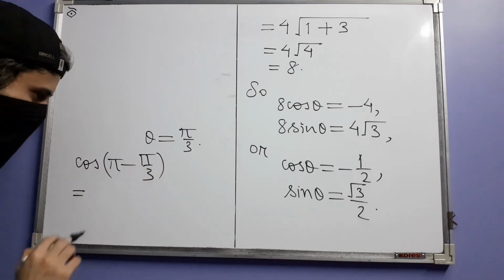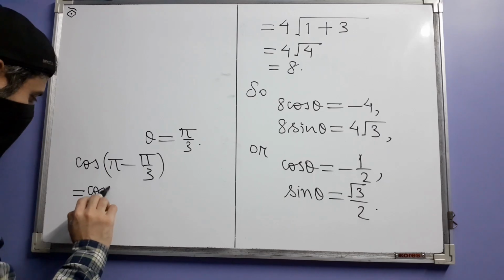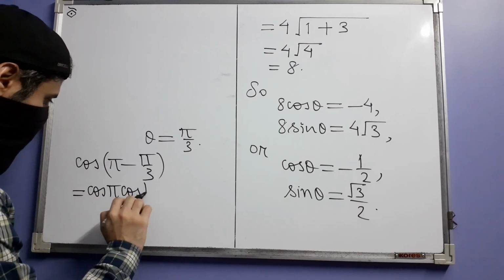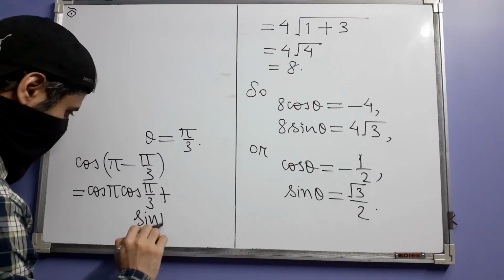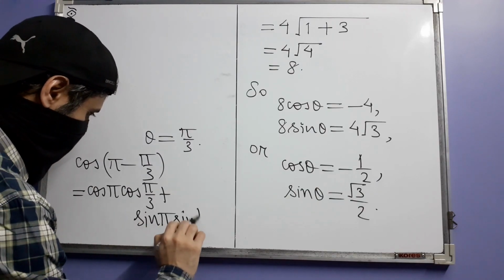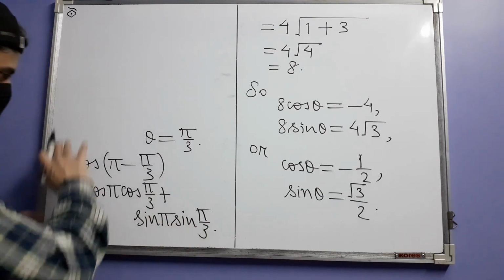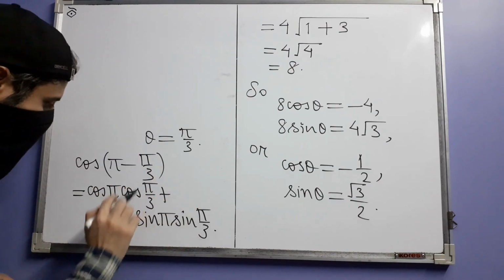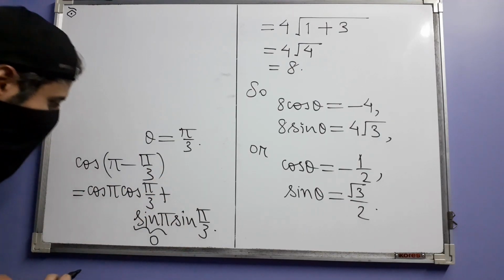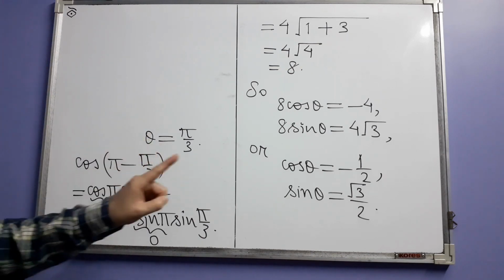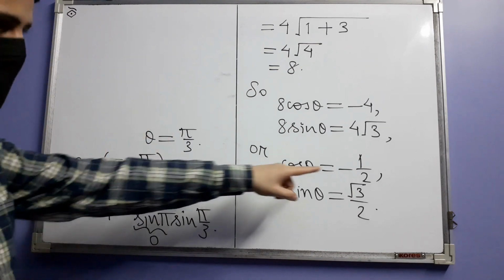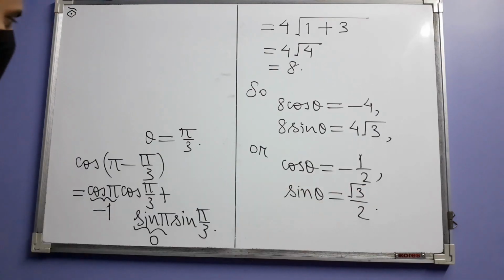So if you apply the cos A minus B formula, you get cos pi cos pi over 3 plus sin pi sin pi over 3. This is rough work, okay. Sin pi is 0, cos pi is minus 1, and cos pi over 3 is 1 over 2. So yes, you are really getting minus 1 over 2.